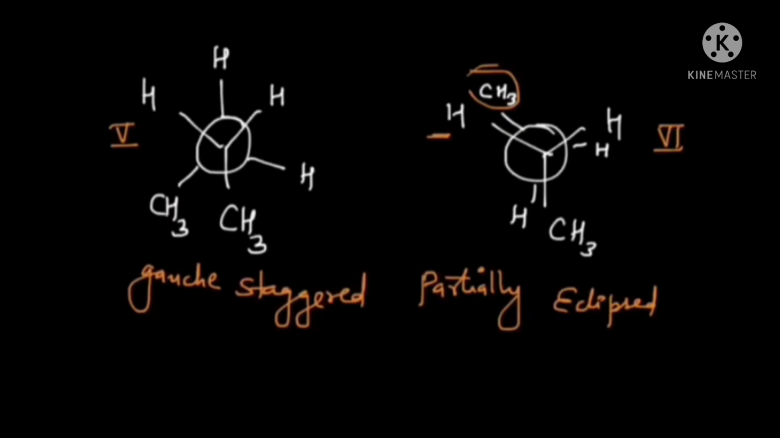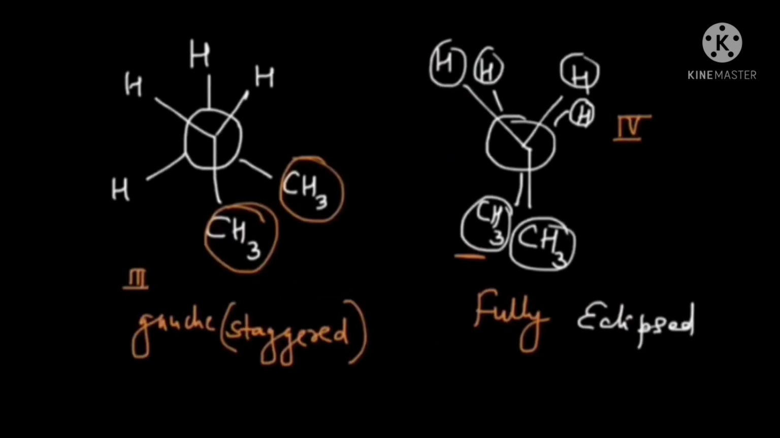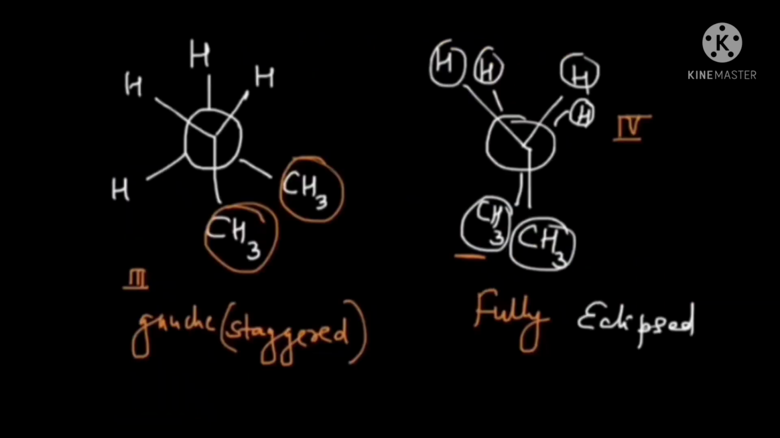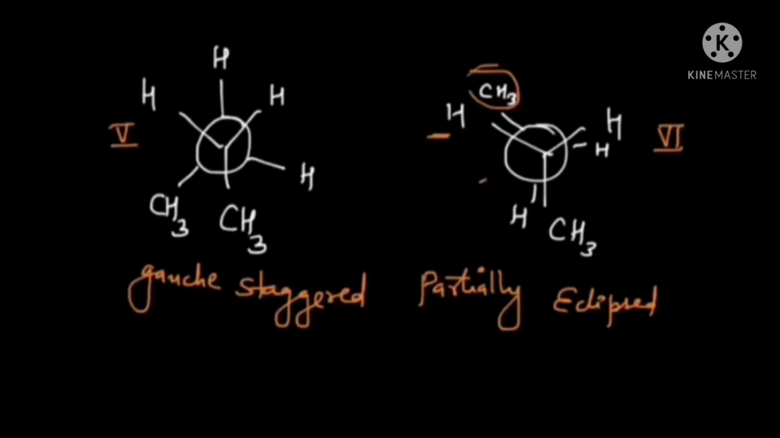Okay. Now if you rotate it once more by 60 degrees, the CH3 will come on the top and the H atoms will come on the sides, which will be the same as structure number 1. So there are 6 conformations possible. One is the anti-staggered form, then we have a partially eclipsed form. From that we move on to the gauche staggered form, then the fully eclipsed form. Then we once again get a gauche staggered form, and finally we have the partially eclipsed form again. So these 6 conformations are possible for butane.